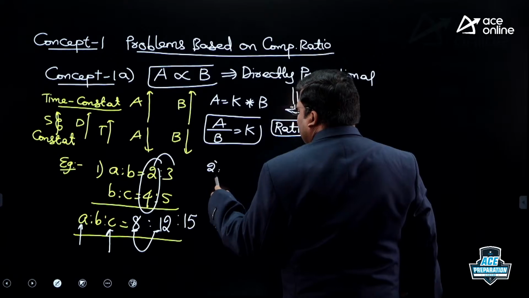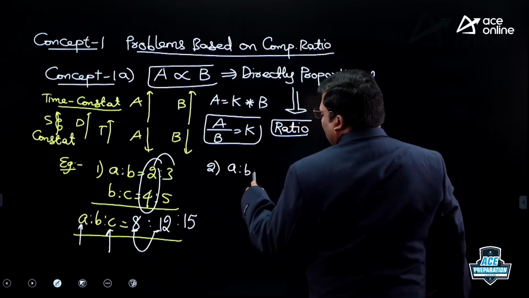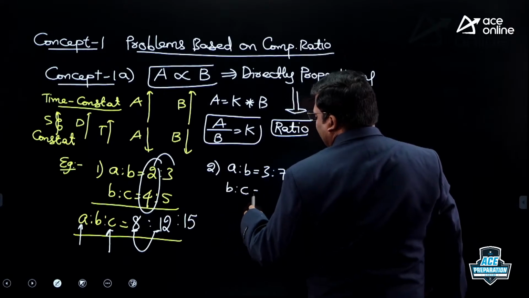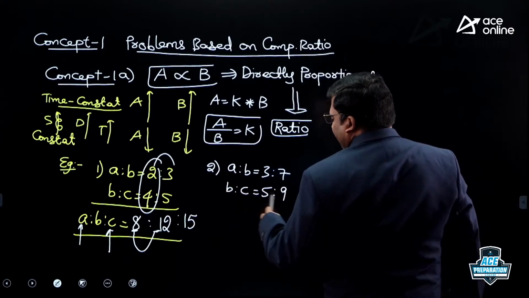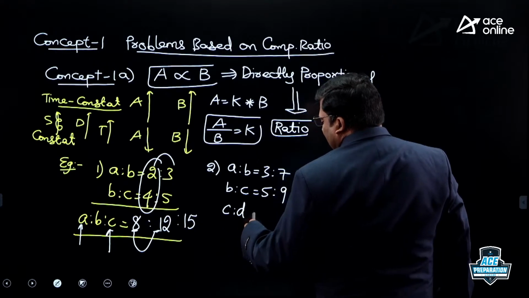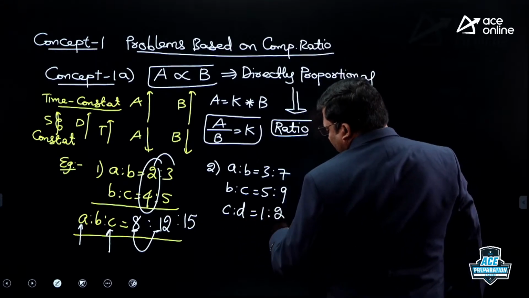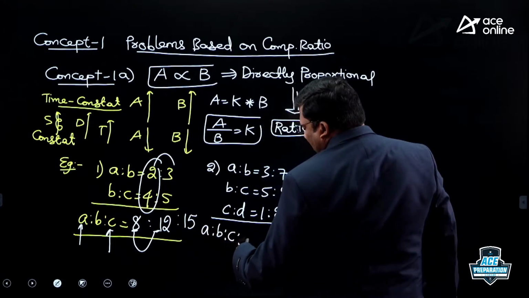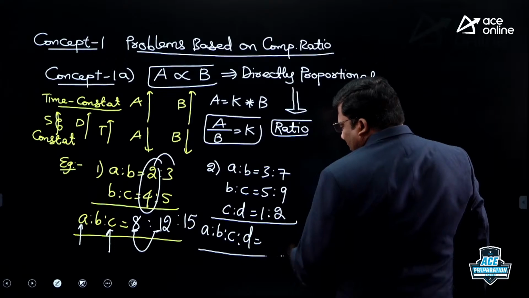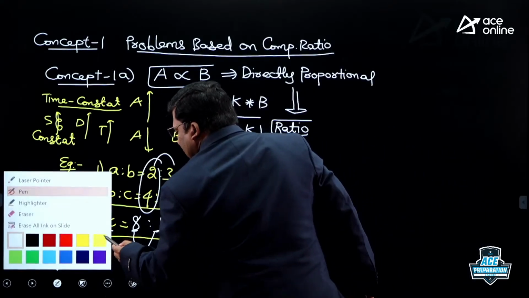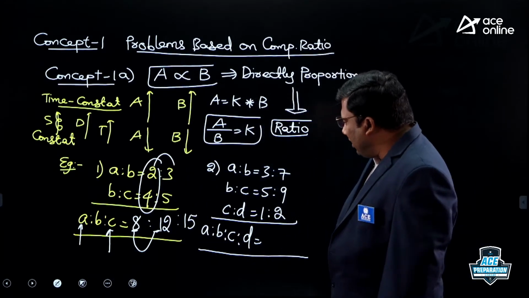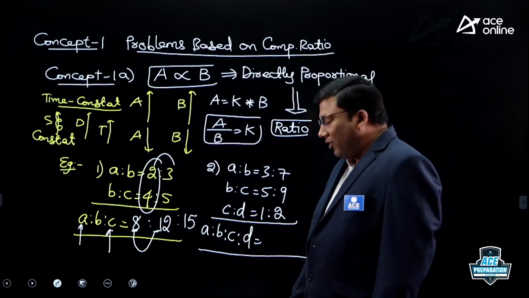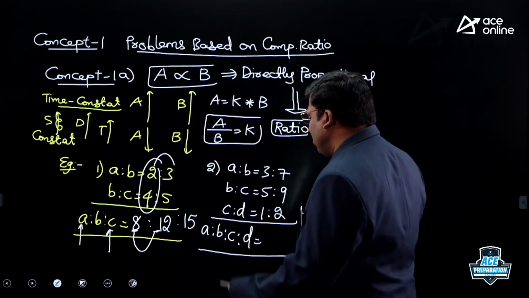Second one, A is to B is equivalent to 3 is to 7. B is to C is equivalent to 5 is to 9. C is to D is equivalent to 1 is to 2. Find A is to B is to C is to D. Listen very carefully, sir.